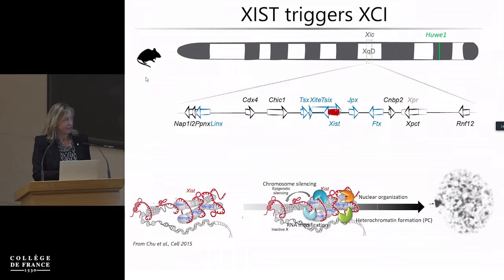And that's what we see here in the form of the Barr body, which was described in the late 40s. This is a compact heterochromatin focus that is present only in female cells and quite often at the periphery of the nucleus.